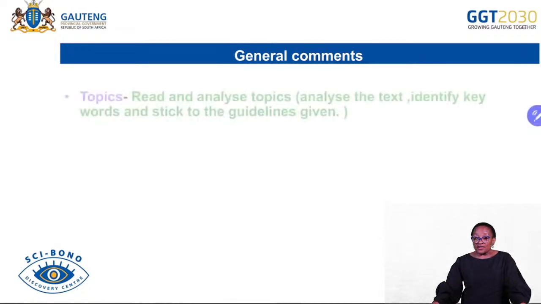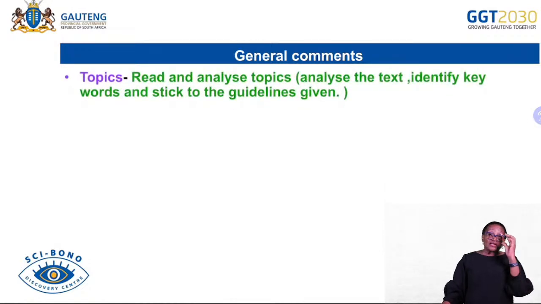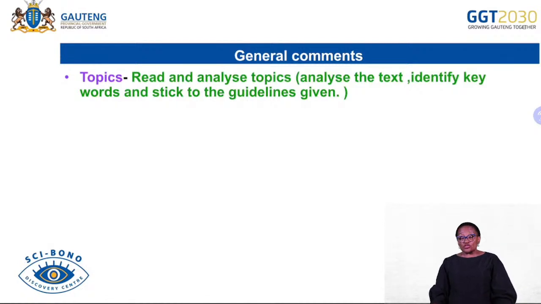Right. Let's have a look at the general topics. Remember, section C is the last section of paper 3. So what are the general comments regarding this paper? The first one is in connection with the topics. Read and analyze topics. Analyze the text. Identify keywords and stick to the guidelines given. I cannot overemphasize this.